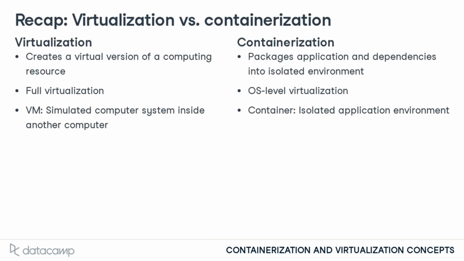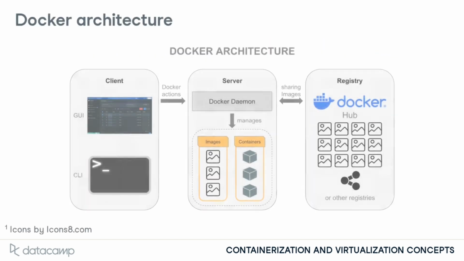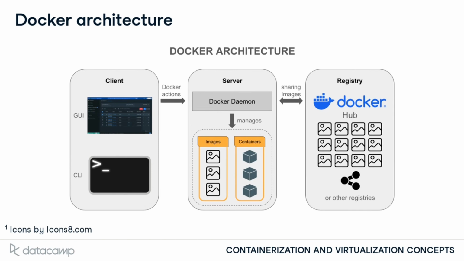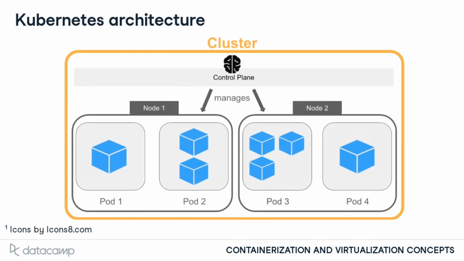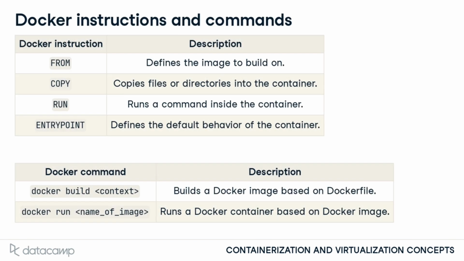We learned about the differences between virtualization, full virtualization resulting in a virtual machine, and containerization, OS-level virtualization resulting in a container. We also looked at containerization with Docker and discussed key components of its architecture. We learned about container orchestration and its application with Kubernetes, looking at key components of its architecture. Finally, we learned important Docker instructions and the Docker build and run command.